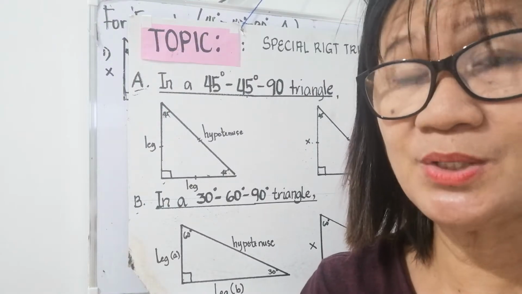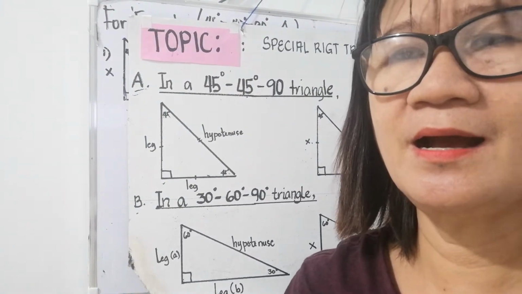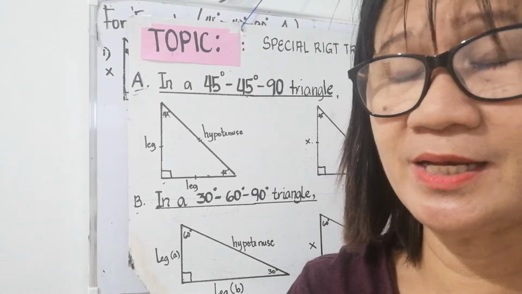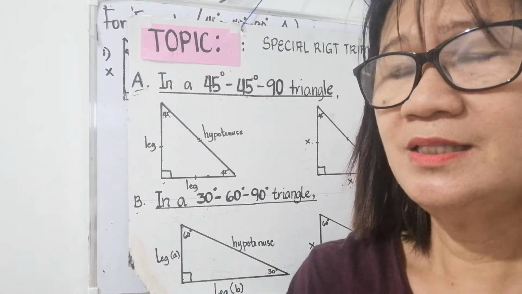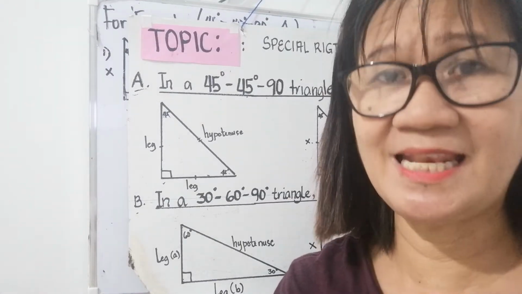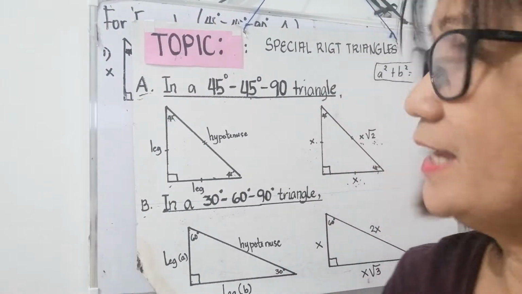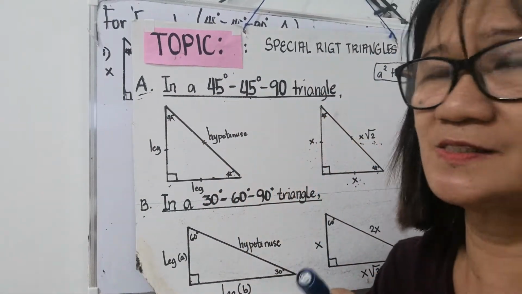So yung ituturo ko sa inyo ngayon ay hindi na kailangan ang formula. No need for us to use the formula. We can easily find the missing side of a right triangle. Hindi mo na kailangan gumamit ng formula. Kaya nga sila tinawag na special right triangle. Okay, again, our topic is special right triangles.